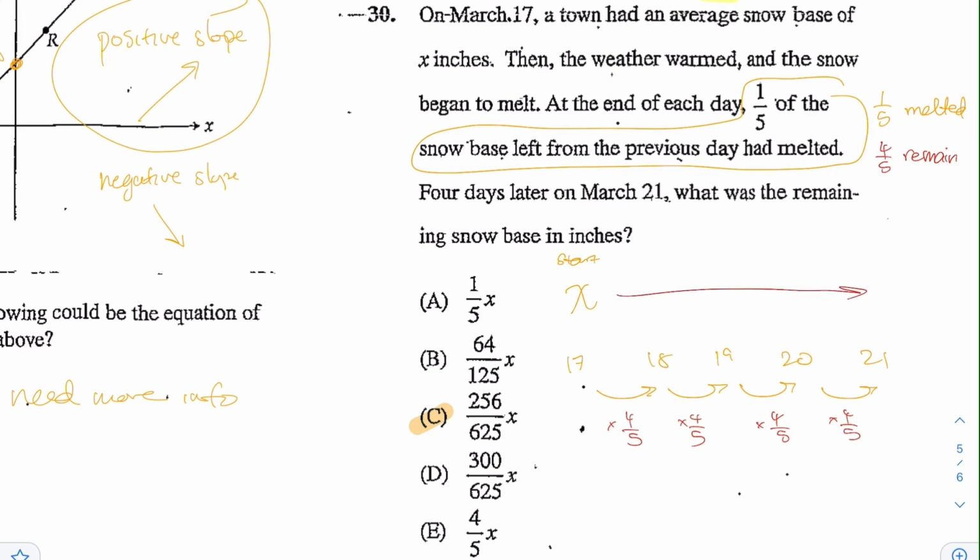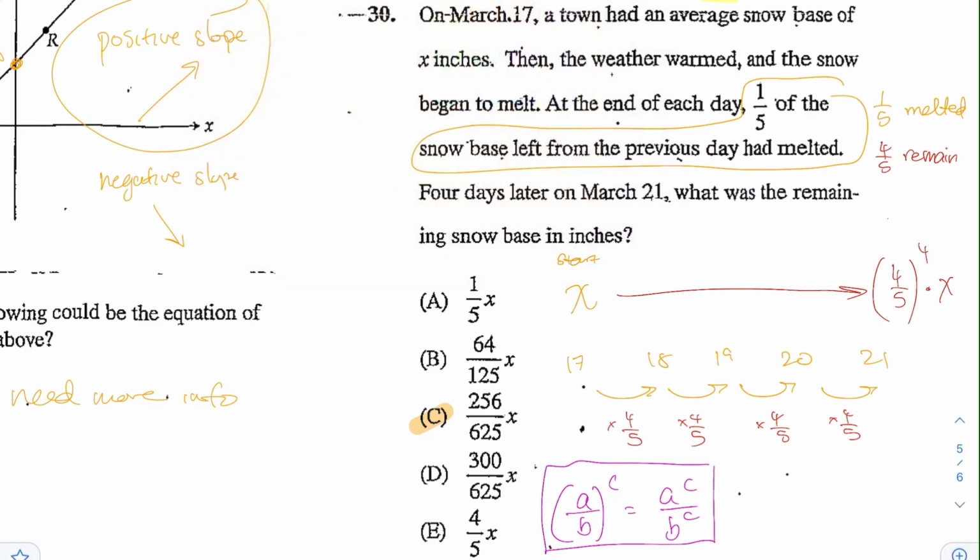So what this turns into is you have to take 4 over 5 raised to the 4th power, and you multiply by x. And that will tell you how much was remaining. I have to use the law of exponents that says (a divided by b) raised to the c power is a to the c over b to the c. If you have a fraction inside of parentheses being raised to a power, the exponent applies to everything inside the parentheses.